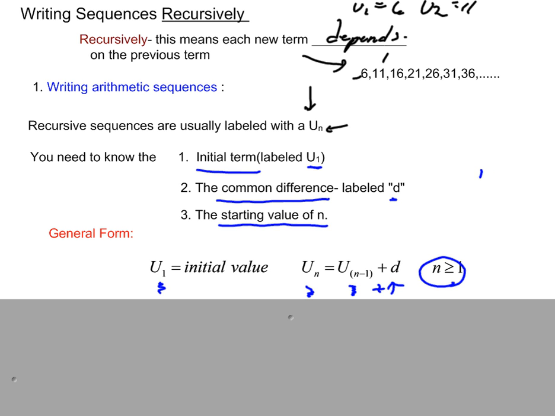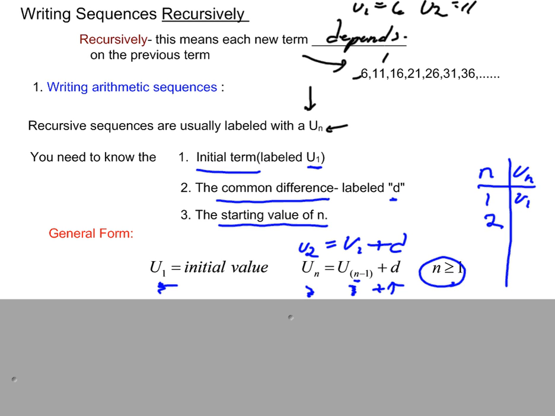What does that mean? That means that when n starts at 1, U sub n is U sub 1. We're given U sub 1. We then go up by whole numbers. So U sub 2, well, U sub 2 is equal to U sub 2 minus 1, which is U sub 1, plus that common difference.